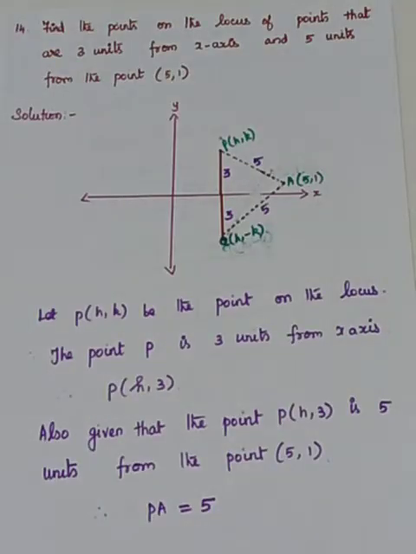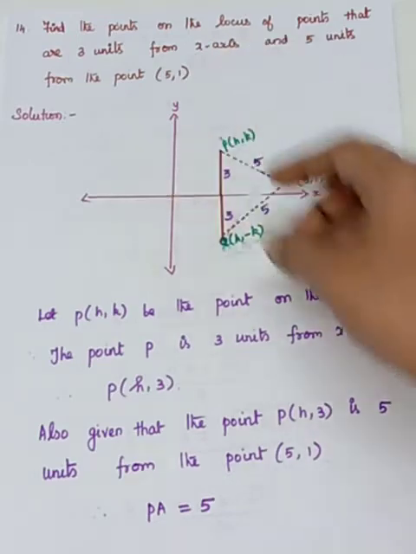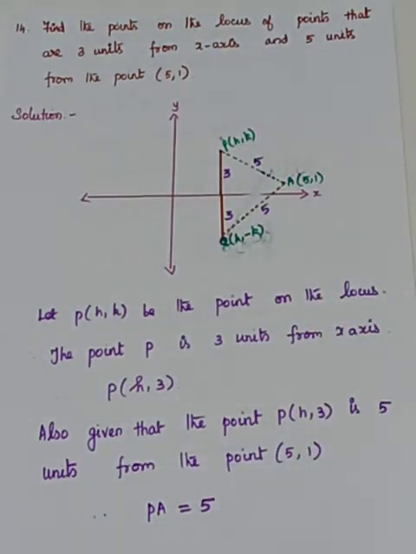And coming to the problem number 14, find the points on the locus of points that are 3 units from x-axis and 5 units from the point 5 comma 1. Here what we have to find is the points on the locus. Locus means the path of the curve. So up to the previous problem, up to 13 problems, we have found the equation of the locus and the path. So we have written the equation. Now what is asked? Find the points on the locus. So the points on the equation, we have to find out.